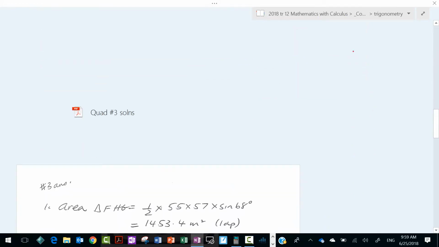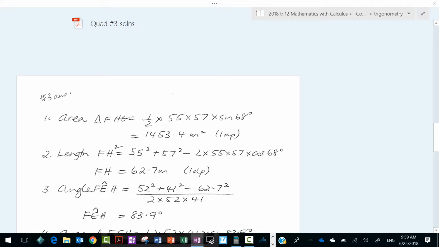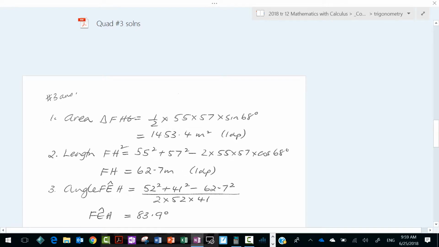The first part of the solution is fairly straightforward. You're going to find the area of FHG, which you can do because you've got the angle and all the information that you need, and you end up getting 1453.4. Then you find the length of FH by using the cosine rule, and you get 62.7.